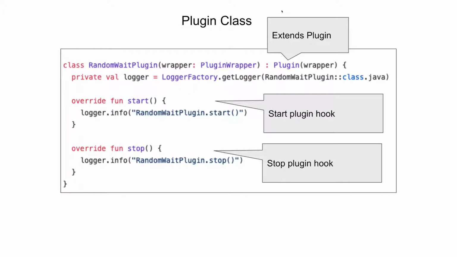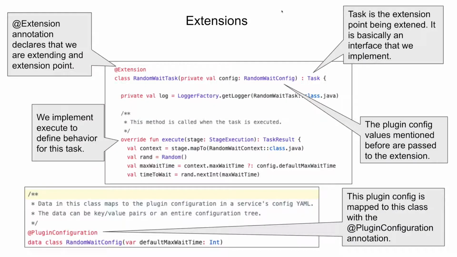So this is the entry point for our plugin project. You extend plugin, and you get lifecycle hooks for start and stop of the plugin. Here, we're just logging that it starts and stops. So in this plugin, we have extensions where we implement new stages and tasks.